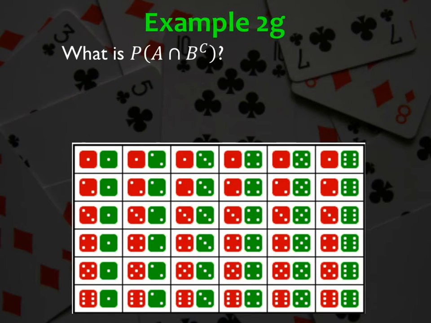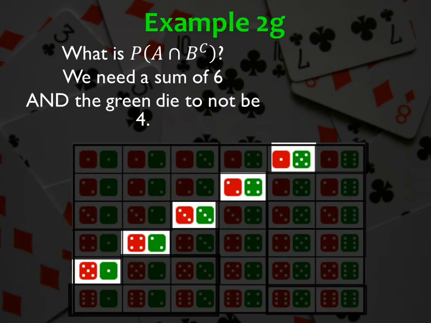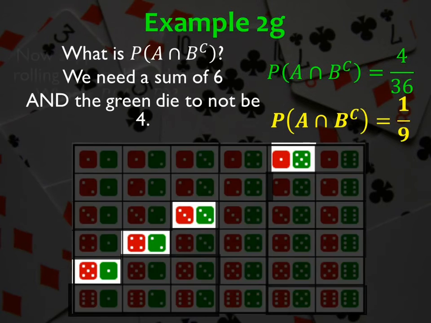All right, 2G. By the way, you can try these at home on your own to see if you get the right answer. What is the probability of A and not B? So we need a sum of 6, but we cannot have a green 4. So you want to figure out all the ways to get a 6, but not have a green 4. There are the ways to get a 6. We eliminate that one because it has a green 4, so we get 4 possible ways out of 36, which reduces to 1/9. So we want a sum of 6, but we do not want the green die to be a 4, so that leaves us 4 possible ways for that to happen out of 36.